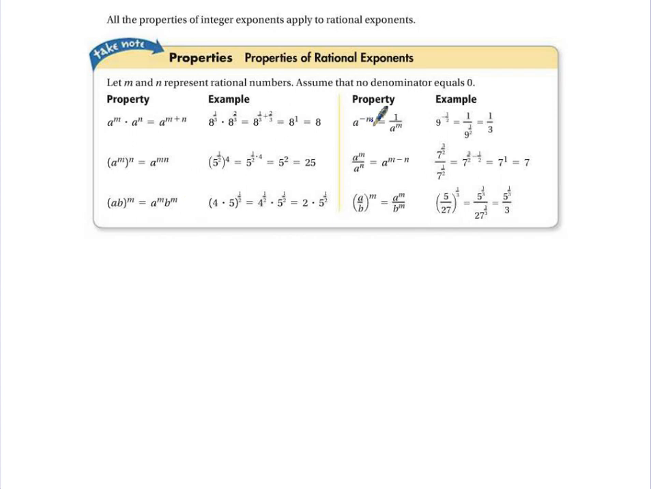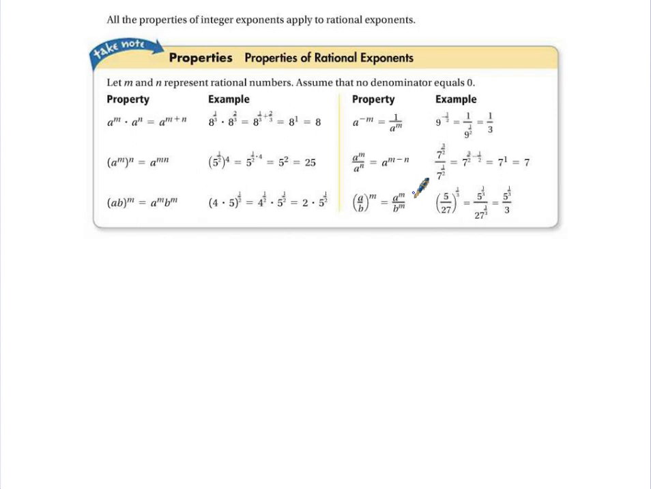We already know that a to the negative m means 1 over a to the positive m. We already know that when we divide like bases, we subtract the exponents. And we already know that when we are dividing different bases, all raised to one exponent, we can distribute that exponent in and wind up with a to the m divided by b to the m. We already know all those. So we're just showing that these properties also apply to rational exponents here with these examples.